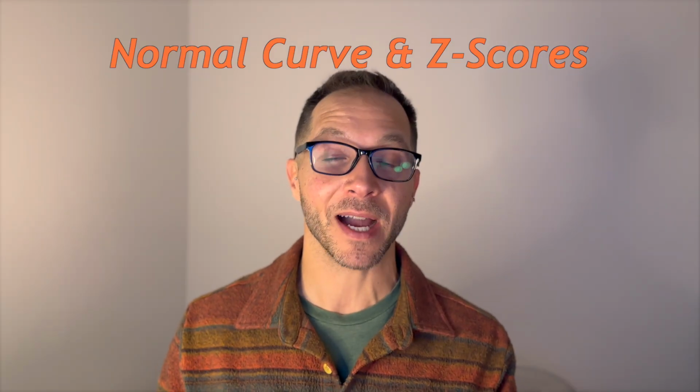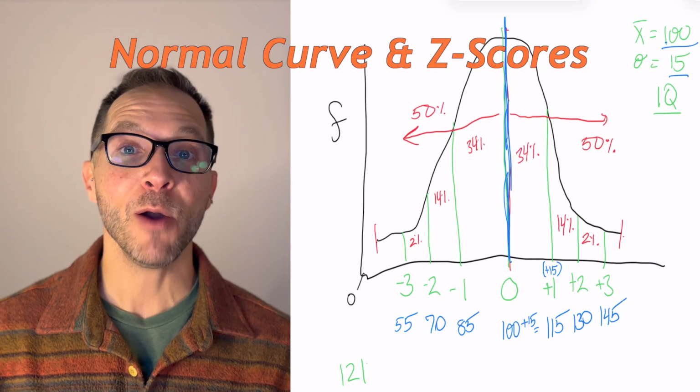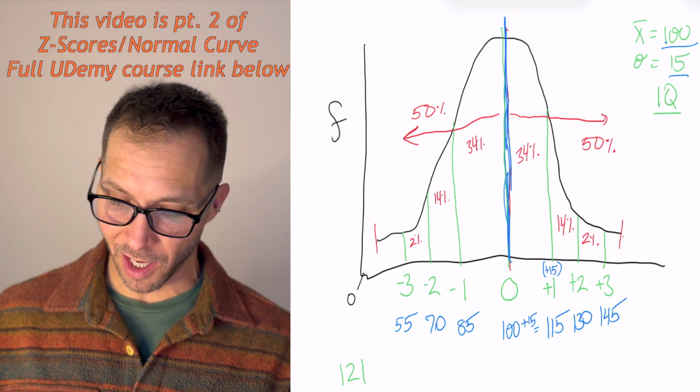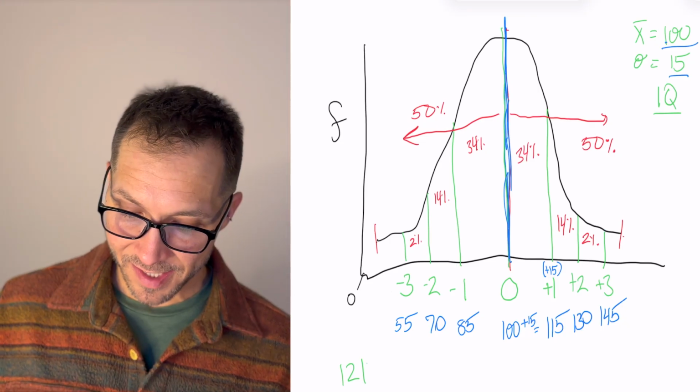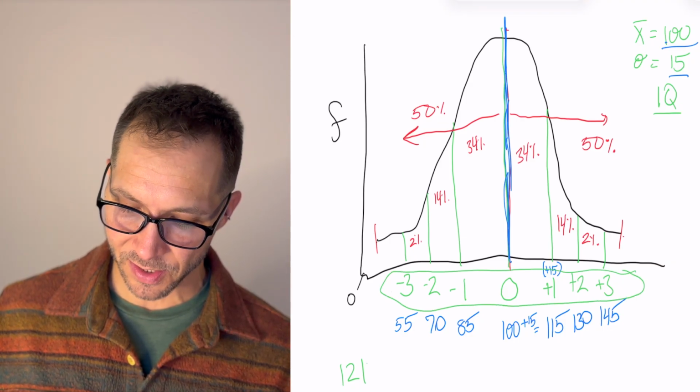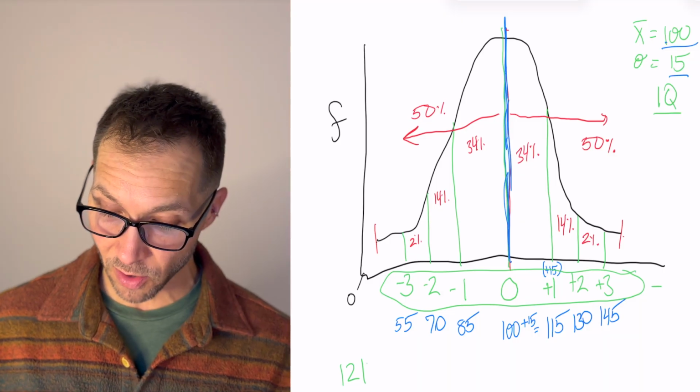Let's say my IQ is 121. I want to know where on here I fall, right? I can see somewhere between 115 and 130. These numbers right here, this +1, +2, -1, -2, all of these numbers right here, these are called z-scores.